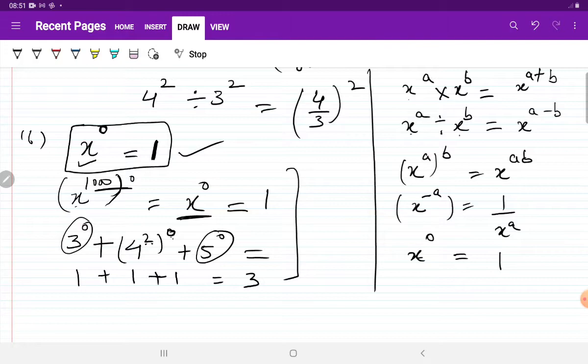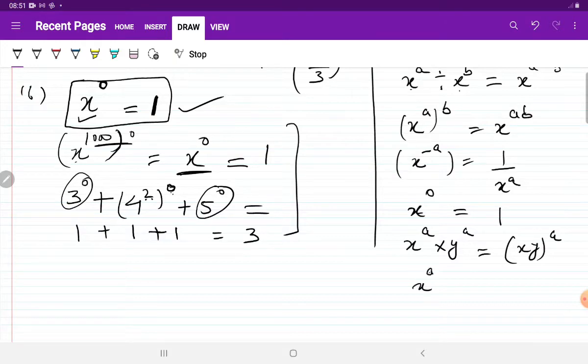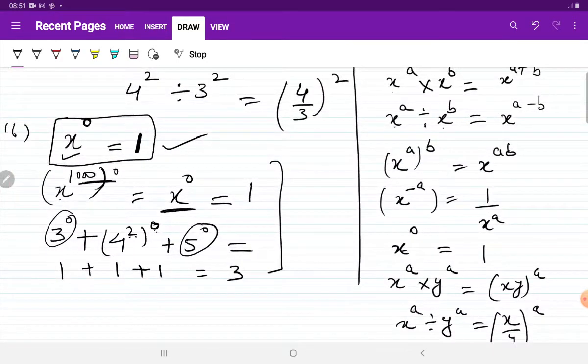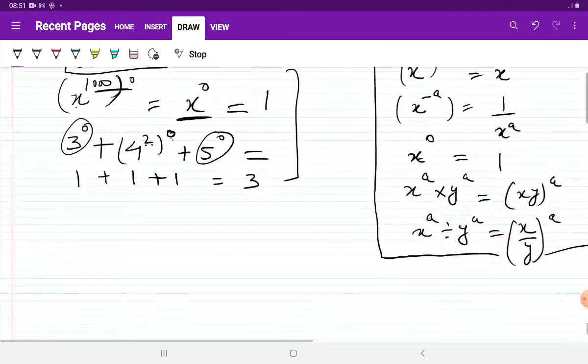If you have same exponent, different base, like x raised to power a into y raised to power a. My bases are different, my exponents are same. Then what I got? xy raised to power a. If these numbers are dividing, then again x raised to power a divided by y raised to power a, I will get x upon y raised to power a. Okay, so when you're solving your problems, you can use all these laws. Like I'm taking one example here. I'll show how I can use these laws.